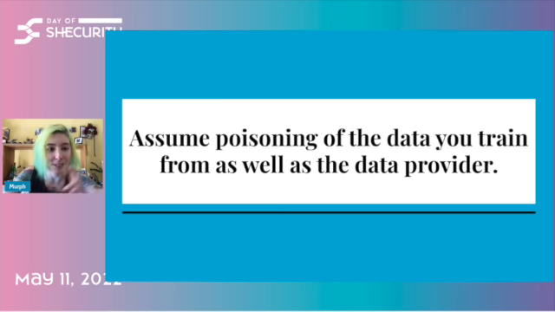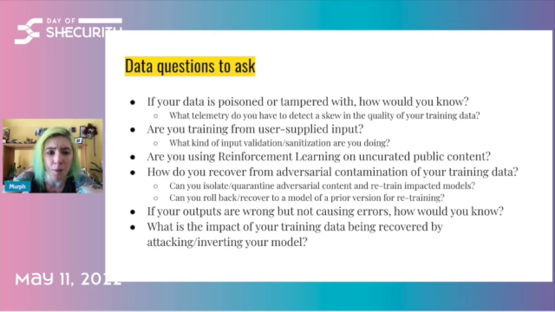So essentially, in the same way that we assume breach when we're talking about our internal networks, you want to assume poisoning of the data that you're training from, which you could get from a data provider, or you could get from your users, depending on the input source. So here are a few questions that you can bring to your threat model. When you assume that data is poisoned or tampered with, how would you know that? It's not clear that the telemetry you have is going to work. When you think about the Google SRE book and what they call the golden indicators, those aren't necessarily going to be helpful in terms of tracking the performance of a machine learning model.